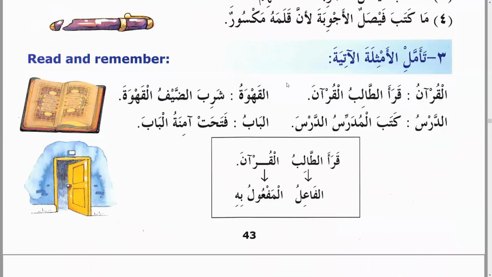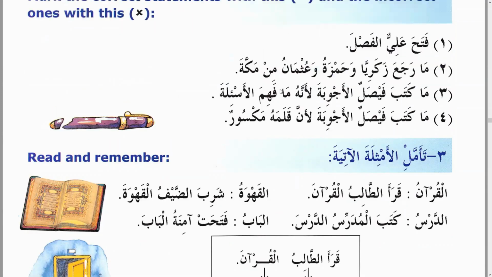So read and remember. Ta'ammal al-amthilata al-atiya. Ma is used before a verb, and the meaning is negative. Ma is only for past tense verbs. Ma kataba, he did not write. Ma dhahaba, he did not go. Ma fa'ala, he did not do. Ma raja'a, he did not return. The meaning is the opposite.